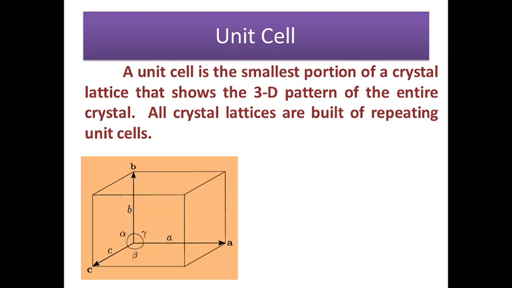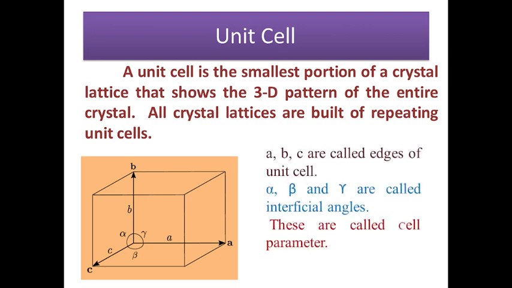So this is the structure of a unit cell in 3 dimensions. We can see here 3 edges denoted by A, B, C and 3 angles denoted by alpha, beta, gamma. The angle alpha is opposite to the edge A, which is made by edges B and C. Similarly beta and gamma. These angles are called interfacial angles. The edges and interfacial angles make the cell parameters.